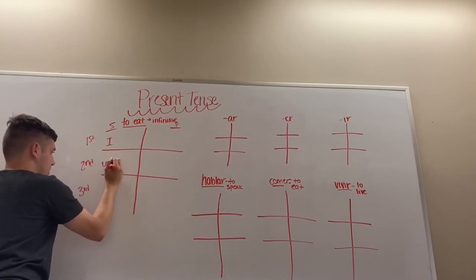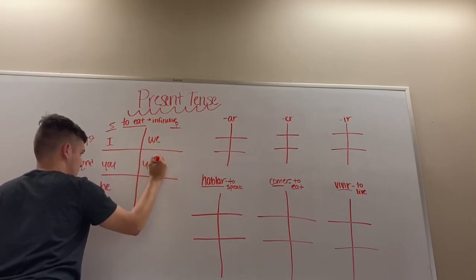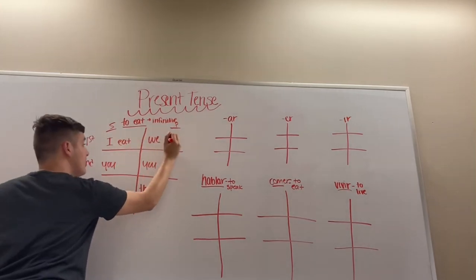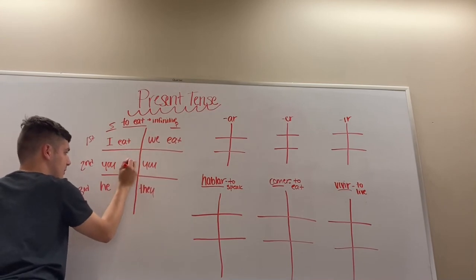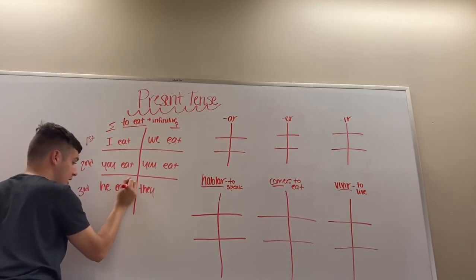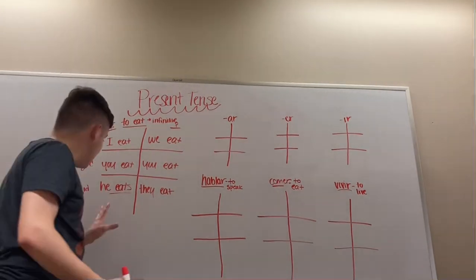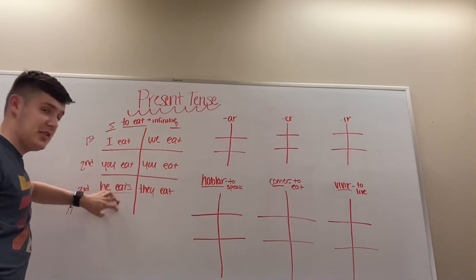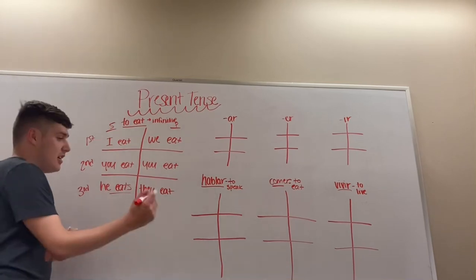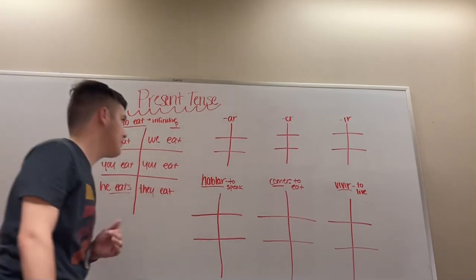I'll go ahead and write the pronouns. All right, so we say, I eat, we eat, you eat, but plural, he eats, and they eat. Now, you can see that in English, we actually only change the conjugation of this verb for the third person singular. And this is why learning languages is a little tricky for English speakers, because most languages, you're going to be conjugating for all of these different things, and that holds true for Spanish.